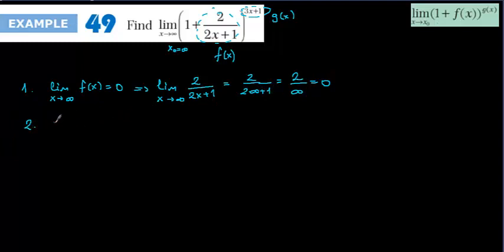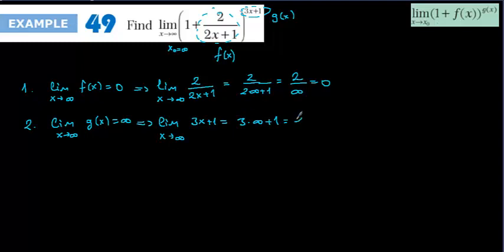Okay, the second one, limit x tends to infinity g(x) must be equal to infinity. Let's check this case. Limit x tends to infinity 3x plus 1 is equal to 3 times infinity plus 1, that's equal to infinity. So these two conditions are satisfied.